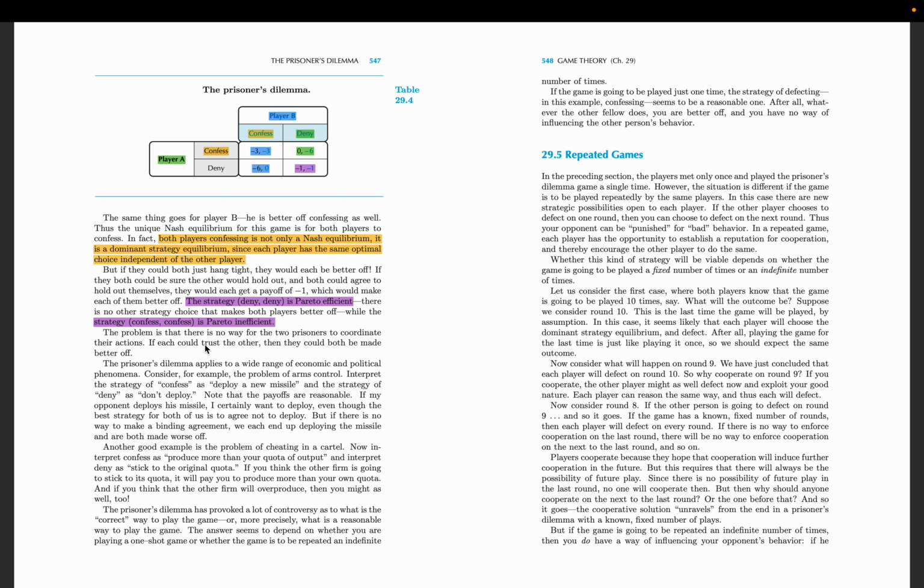The problem is that there's no way for the two prisoners to coordinate their actions because, if you remember, they're both being interrogated in different rooms. They're not sure what the other person is going to say, if anything. Because, like I discussed before, if one of them confesses and the other one denies, then the one who confesses gets only 6 months in jail, and the other one goes out with 0 months. But they don't know what the other person is going to do. So if each could trust the other, they would both be made better off.